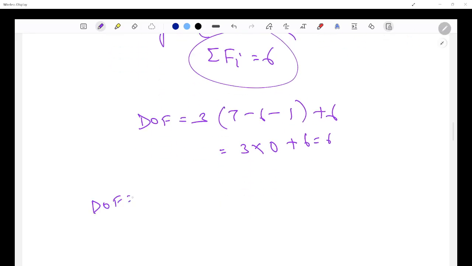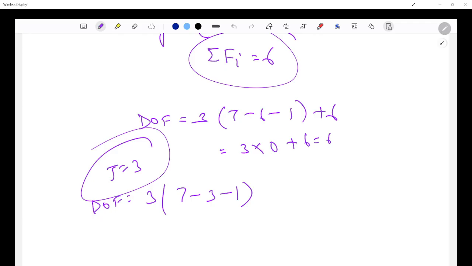Degree of freedom is 3 into 7 minus 3 minus 1, because now our j is 3 and we are on the correct track. It was just to identify, and it was pointed out very clearly. Plus 3, so it is 3 into 3 plus 3, which is 12. Now, is this correct? No, ma'am. And why is it not correct?